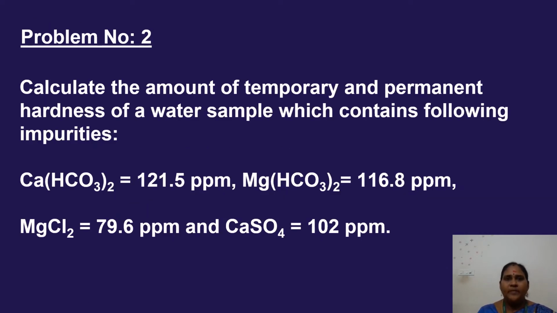And the next problem is, calculate the amount of temporary and permanent hardness of a water sample which contains the following impurities. Calcium bicarbonate, which is equal to 121.5 ppm, magnesium bicarbonate, which is equal to 116.8 ppm, magnesium chloride, which is equal to 79.6 ppm, and calcium sulfate, which is equal to 102 ppm.